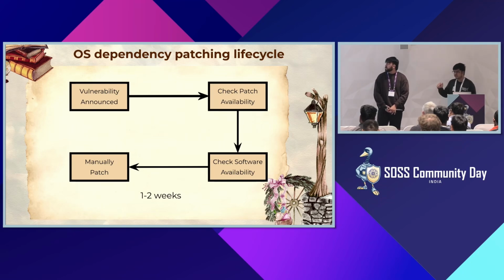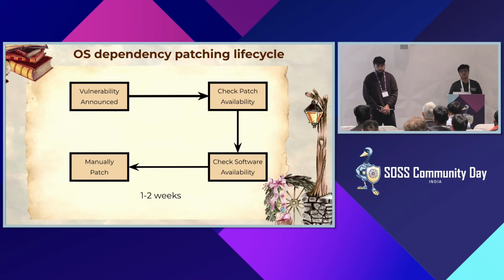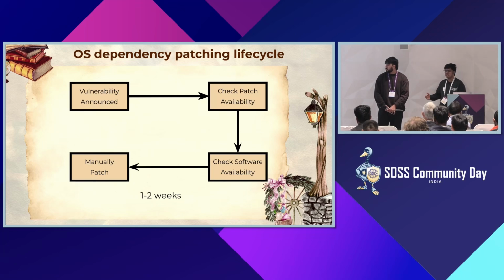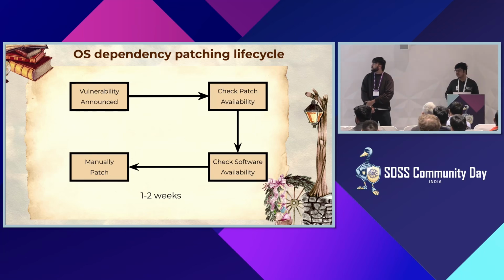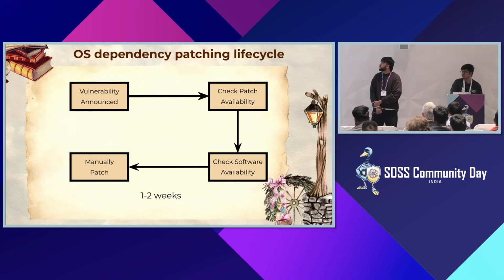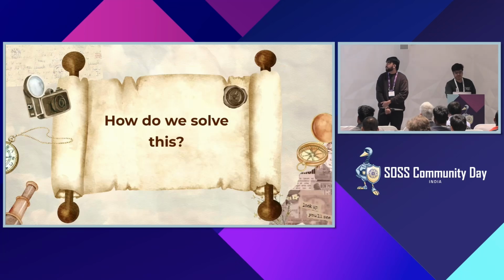And typically, whenever there is a CVE where they have to take action, this is what happens. A vulnerability is announced. They have to check if a patch is available. They have to check which software is impacted by that, and that's a process which we have evolved a little in, but it's still a problem. And then they have to go and manually patch. This could take 1 to 2 weeks on a good and simple vulnerability, but it could also take months. So it's not an ideal situation for teams to be in. So how do we solve this?